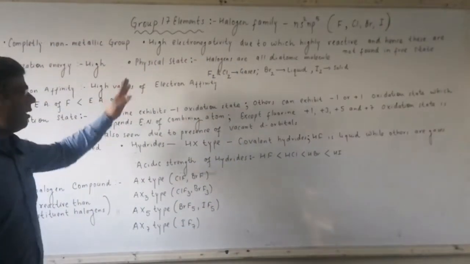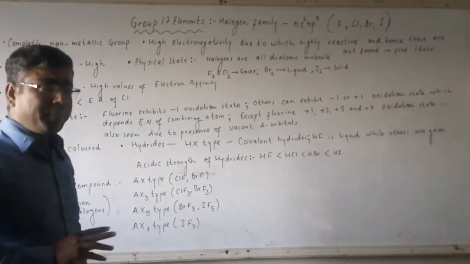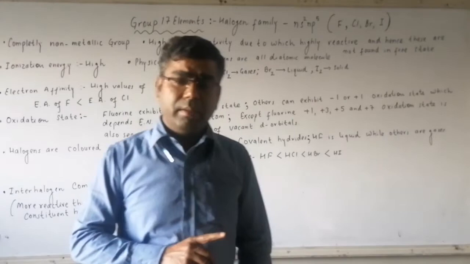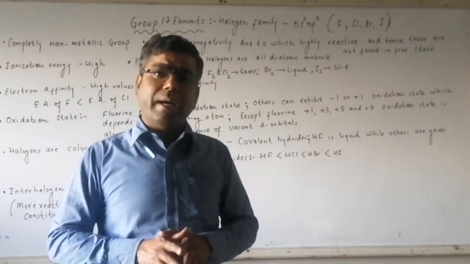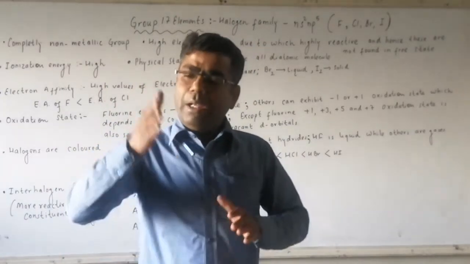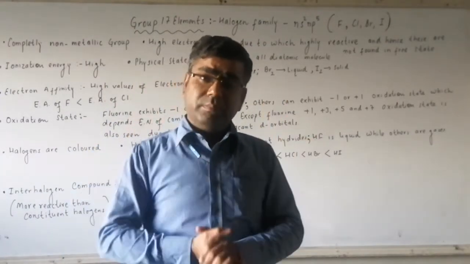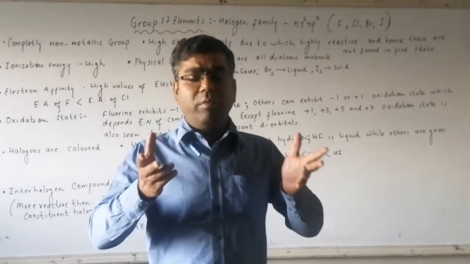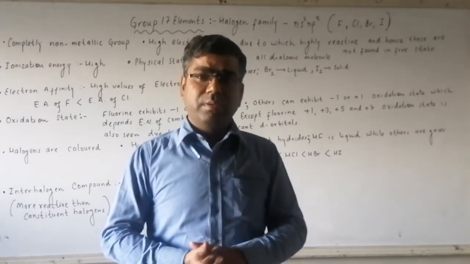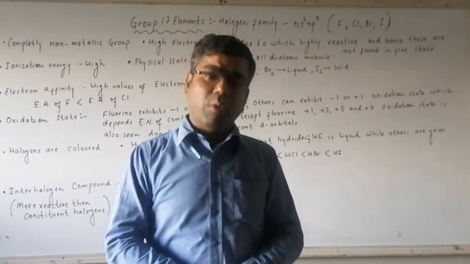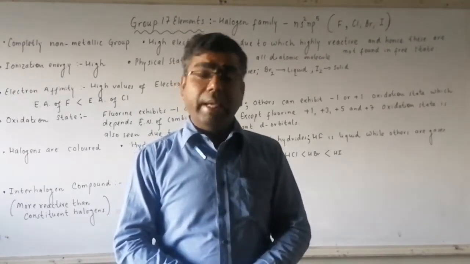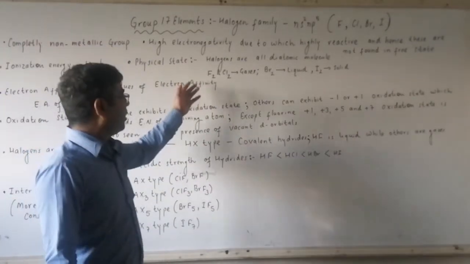Then comes physical state. You know it very well that halogen atoms have 7 electrons in the valence shell. All halogen atoms require one more electron for completion of the octet. So a halogen combines with another halogen atom by sharing of one electron, as a result of which they exist in diatomic form. They are diatomic molecules. In a molecule, there will be 2 atoms. And what is important about halogens?